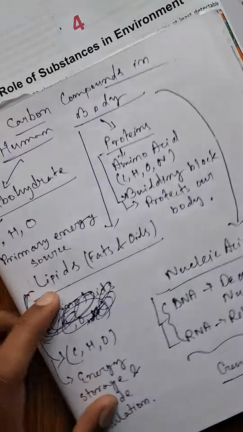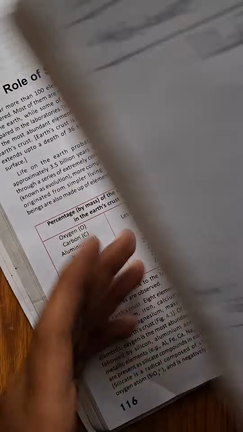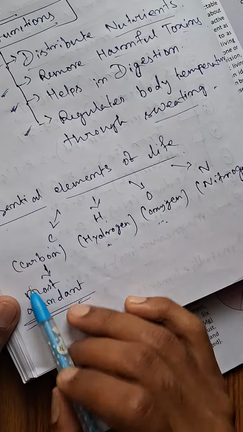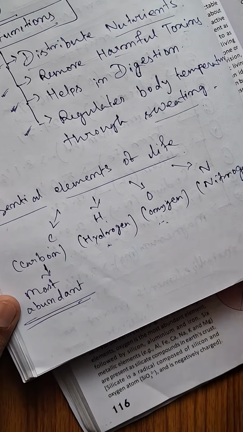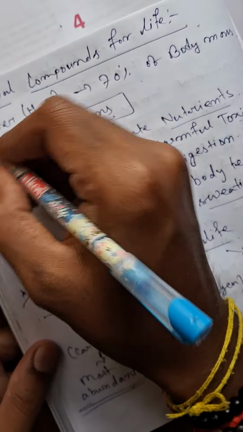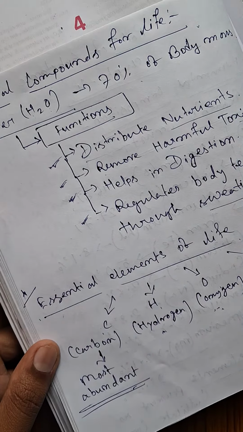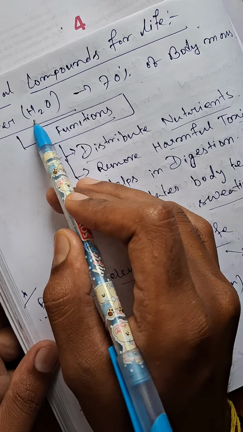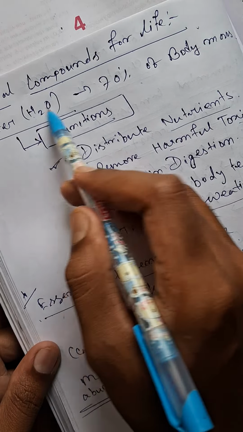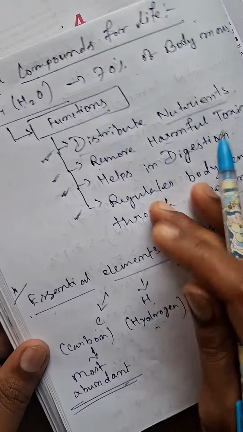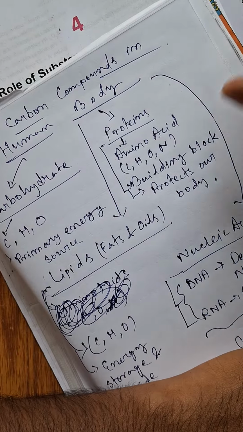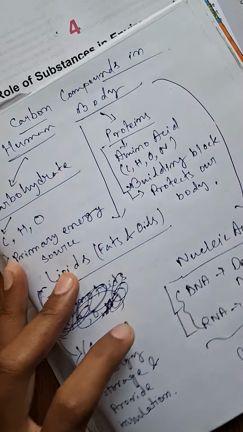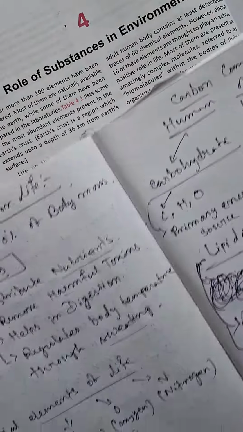We have seen the major elements present in our body: carbon, hydrogen, oxygen, nitrogen. The most important compound we wrote was water, where hydrogen and oxygen form water. Next we will learn about some major compounds formed by carbon. First of all, it is carbohydrate.